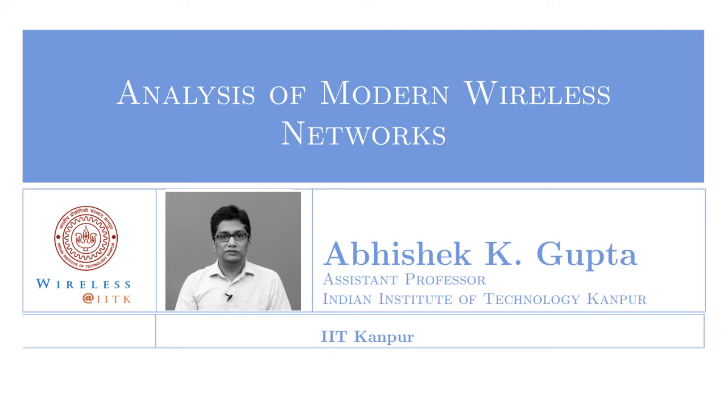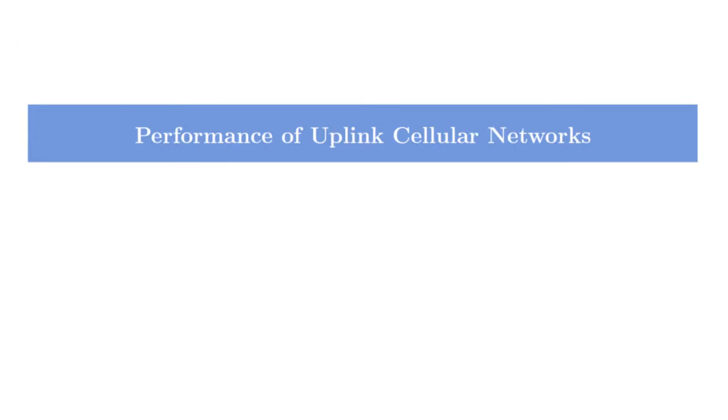Okay, now we start with the uplink cellular network's performance. We will see how it is different than the downlink performance, and especially from the point of the techniques and tools required. So this is chapter 8 of the book.